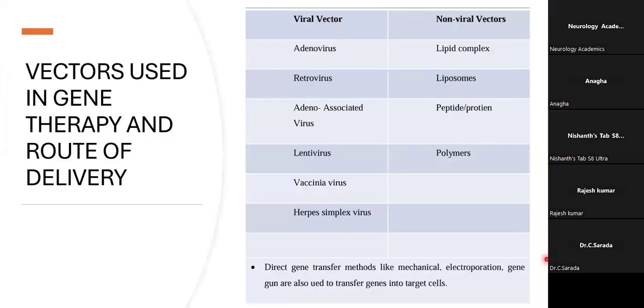For the vectors used in gene therapy, there are viral vectors and non-viral vectors. Among viral vectors, adenovirus and lentivirus are the most commonly used. In case of non-viral vectors, lipid complexes, liposomes, peptides or proteins, and polymers are used. Apart from this, there are also methods of direct gene transfer, like mechanical electroporation or gene gun, that are used to transfer genes into the target cells.